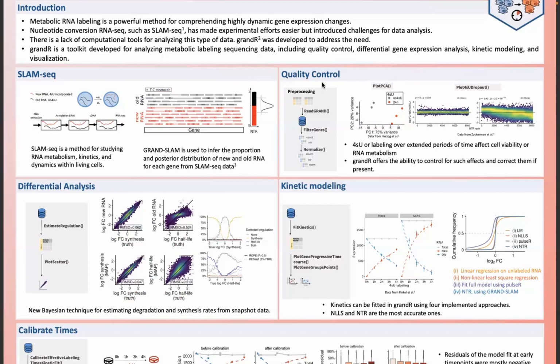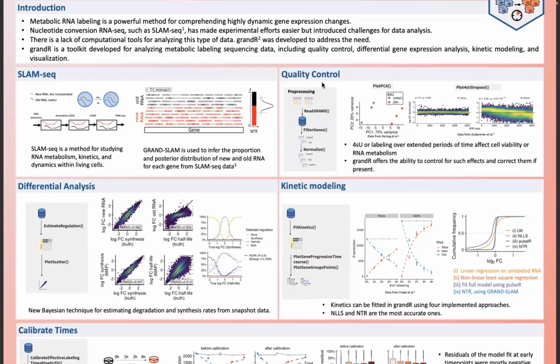It's important to know that labeling over extended periods of time or with high concentrations of 4SU can affect cell viability or RNA metabolism. And it's important to control for such effects. In grandR, this can be done by comparing 4SU treated with equivalent 4SU naive control samples. If we look at a PCA of those samples and we see a segregation, this already indicates that there has been an effect.